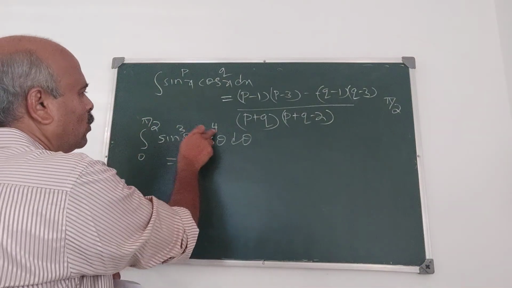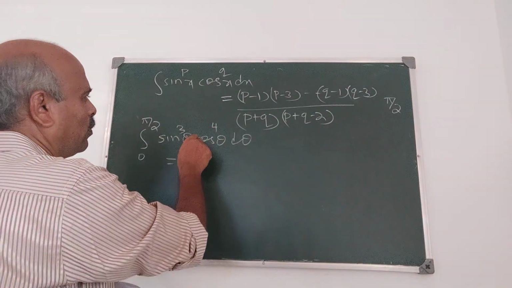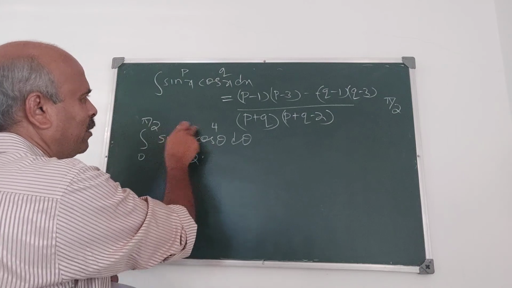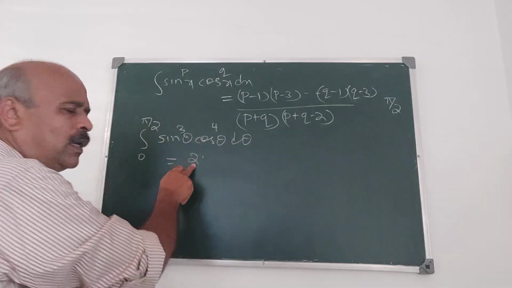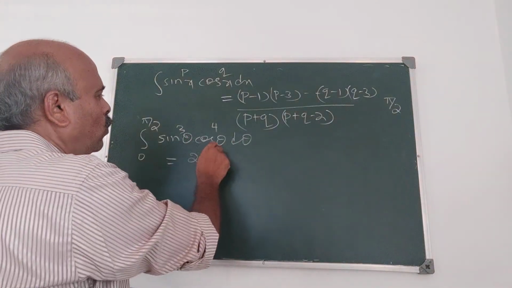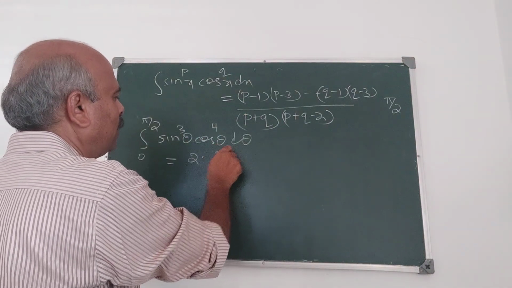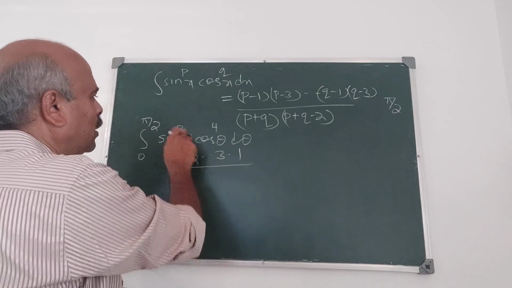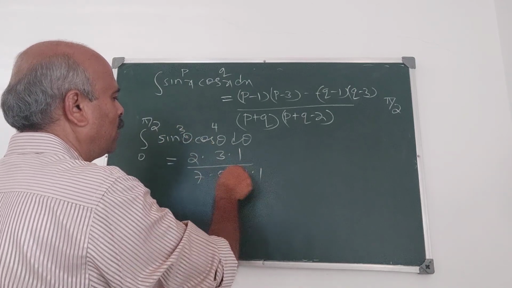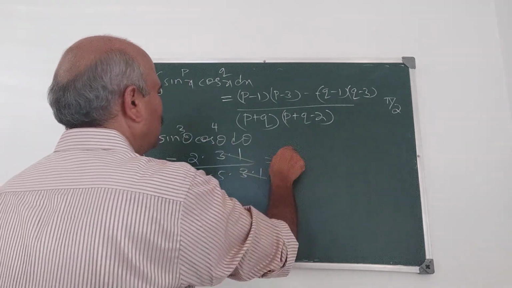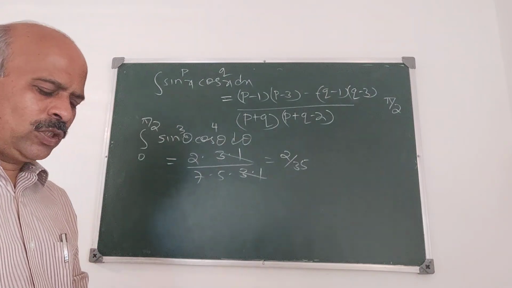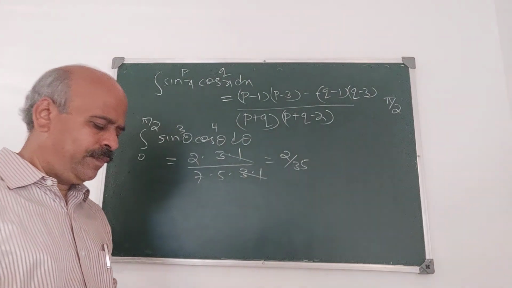Now both p and q are not even. Therefore, applying the formula, p is 3, so 3 minus 1, 2. It reduces to 2 only. Then 4 minus 1, 3, 1. The denominator is 3 plus 4, p plus q, 7, 5, 3, 1. This 3, 1 cancels. The answer is 2 by 35. So this is how we can use the reduction formula.